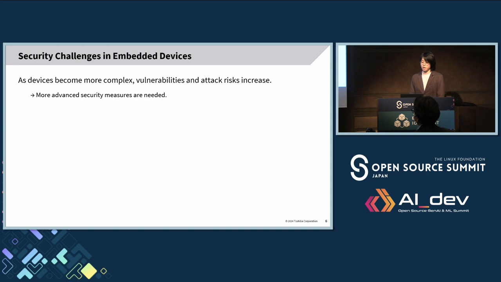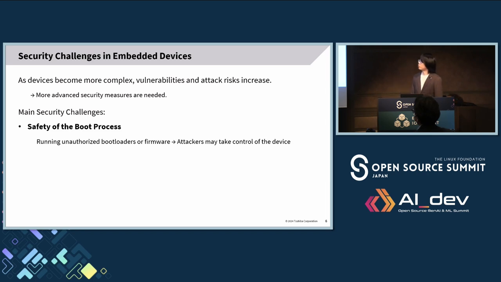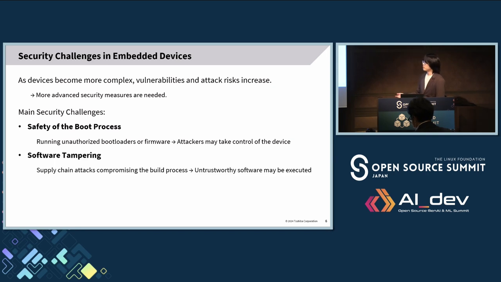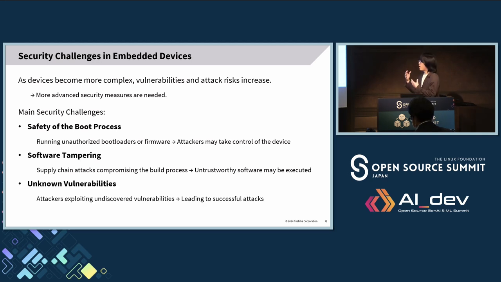Let's start. Now let's talk about the security challenges in embedded devices faced today. As devices become more complex, the risk of vulnerabilities and attacks increases. This means that we need more advanced security measures. There are 3 key challenges. First is safety of the boot process. If attackers manage to run an unauthorized bootloader or firmware, they may take control of the device. Next is software tampering. Supply chain attacks compromising the build process can lead to unauthorized software being executed. Finally, there are unknown vulnerabilities. Attackers exploiting undiscovered vulnerabilities can lead to a successful attack.